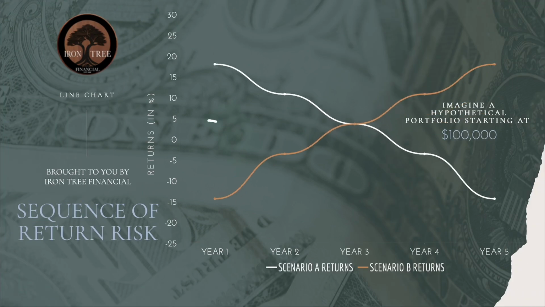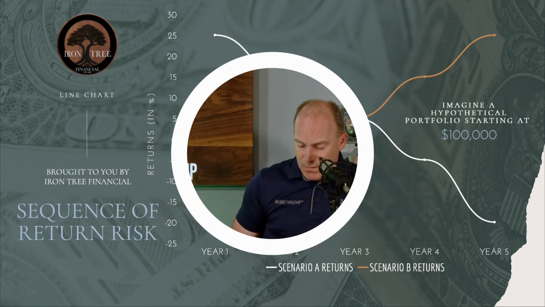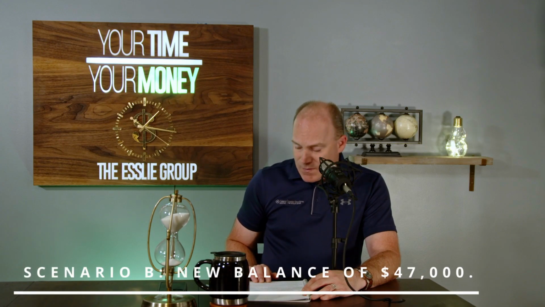In the second scenario, where that sequence of return happens right away, let's say you put $100,000 in, with negative returns the first 2 years, what's going to happen? Your balance at the end of 5 years is going to be worth $47,000. So you just went from a -4% decline in your portfolio to over a -12% decline in your portfolio because those years of negative return were early on.